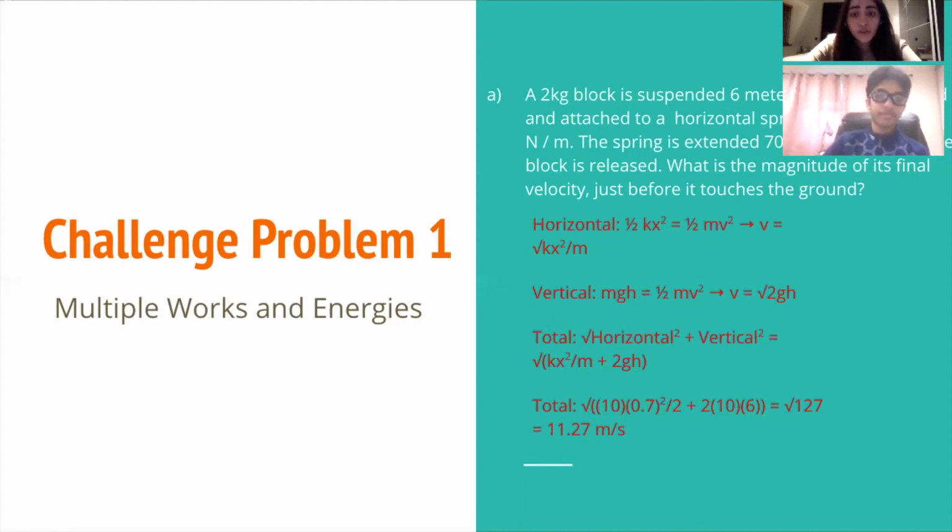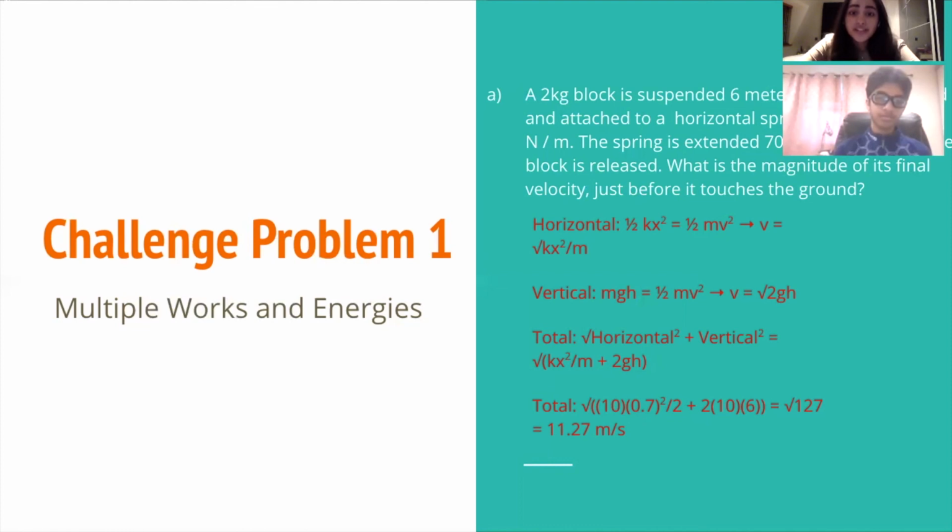In the vertical component, we actually don't have the spring energy, but instead we have our gravitational potential energy. But conceptually, it is the same, that all of this energy is being converted into kinetic energy. So we have that same formula that we used before. V is equal to the square root of 2gh.